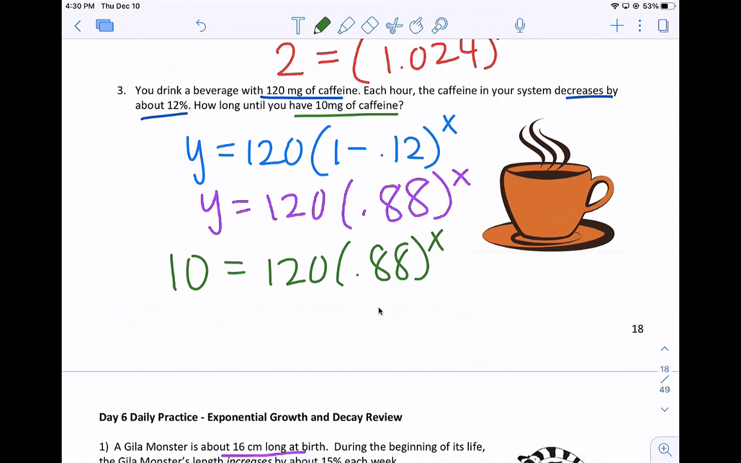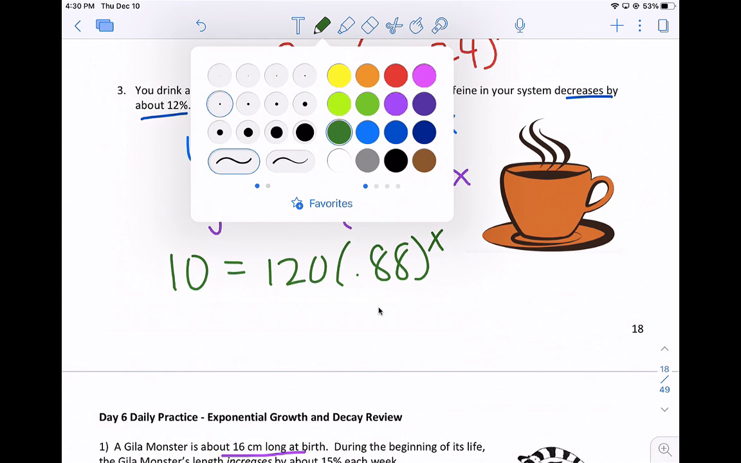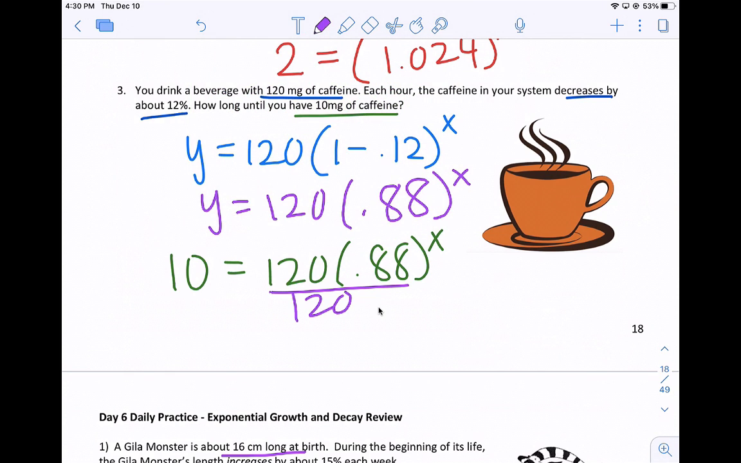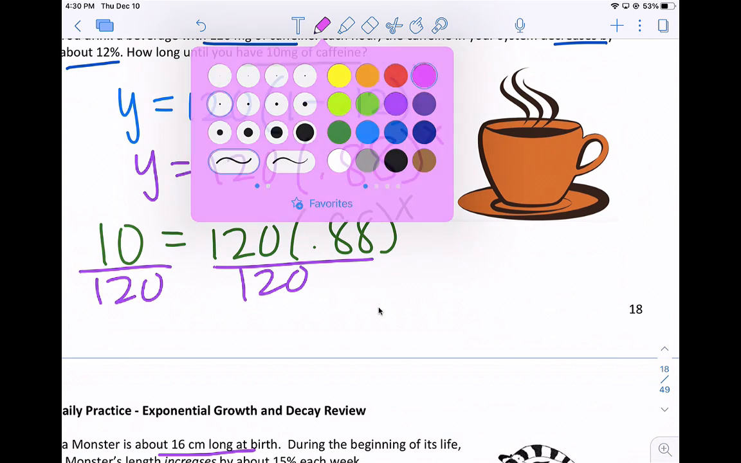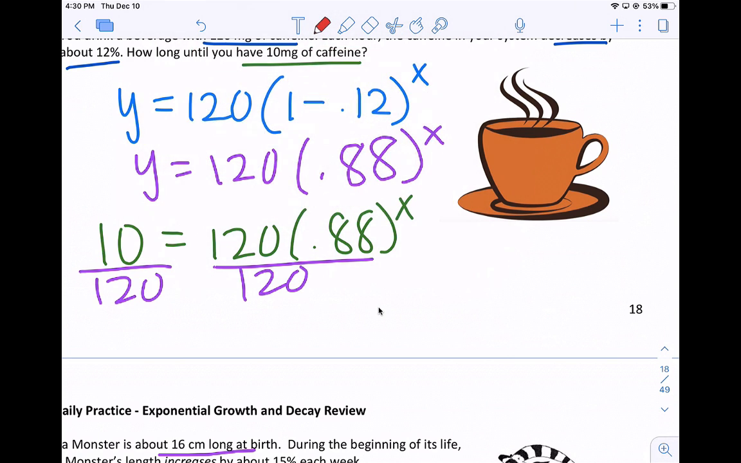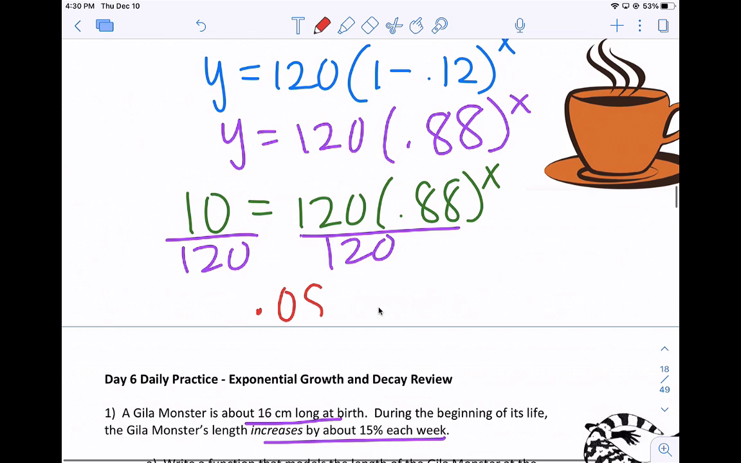All right, so again, a guess and check problem when we're solving for the exponent. Let's divide each side by 120 just to make the numbers easier. So what we're looking for is 0.0833 repeating equals 0.88 to the x. All right, so again, we're going to guess and check this. I'm going to type this into my calculator. I'm going to look for this number, 0.0833 repeating, and figure out how many hours that takes.